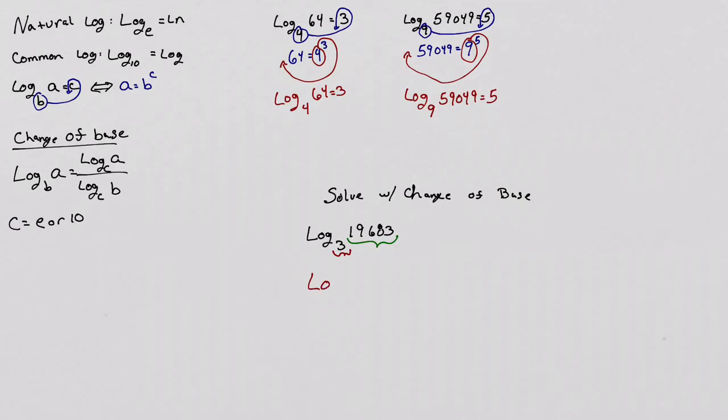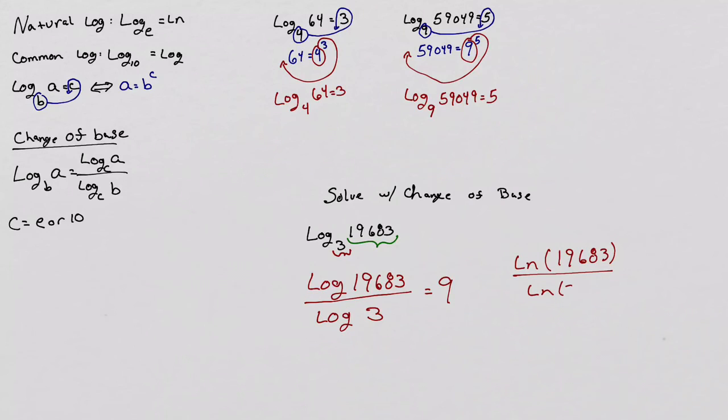So for base 10, it becomes log of 19,683 divided by log of 3. The reason why we pick common log is because it's a button on your calculator. When you type that in, you would get 9. Now, if I ask you to do it in base e, the only thing that changes is my log becomes ln, because log base e is your natural log. So that would be ln of 19,683 divided by ln of 3, which is still 9. They both will yield the same answer.